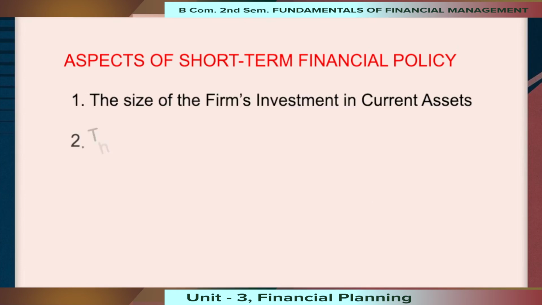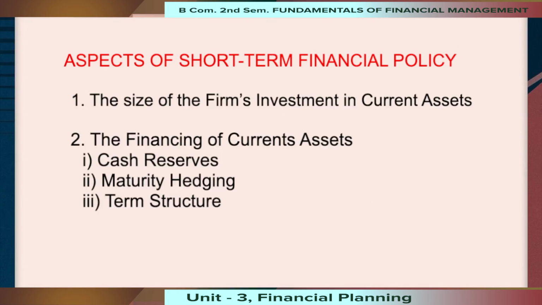Now, coming to aspects of short-term financial policy. The policy that a firm adopts for short-term finance will be composed of at least two elements. Number one, the size of the firm's investment in current assets. These may be a flexible or accommodative short-term financial policy, or a restrictive short-term financial policy.